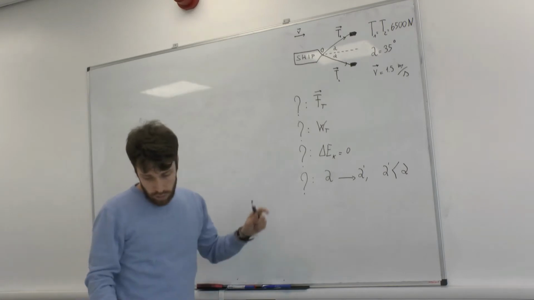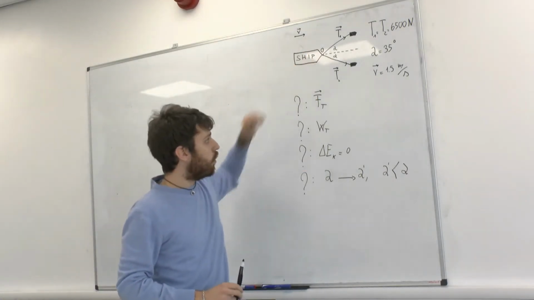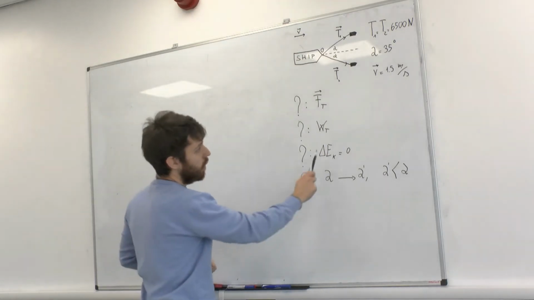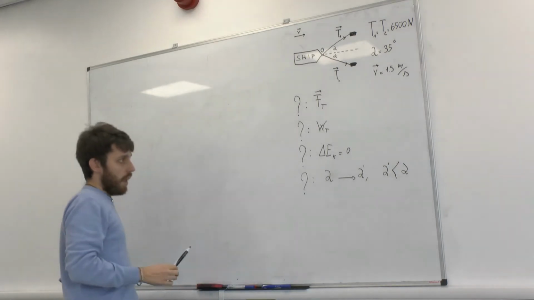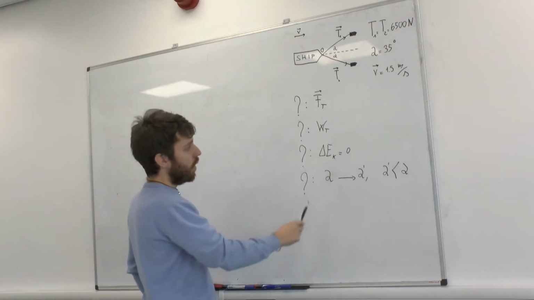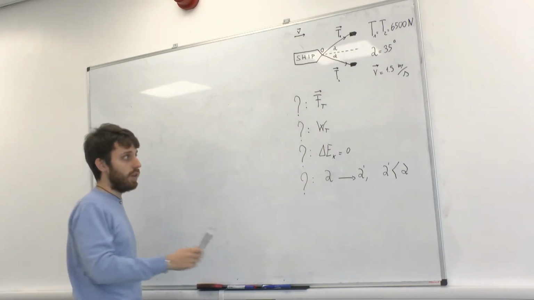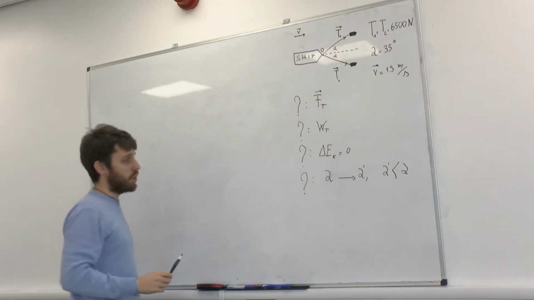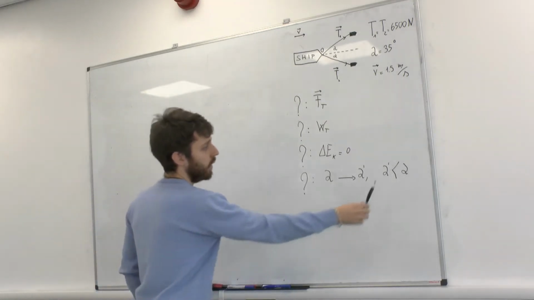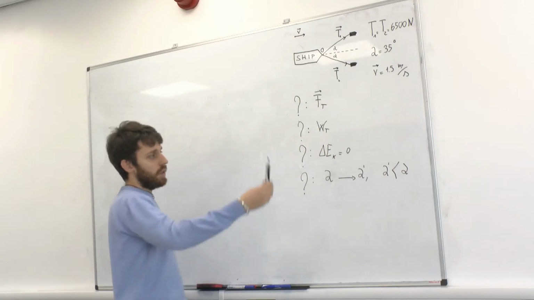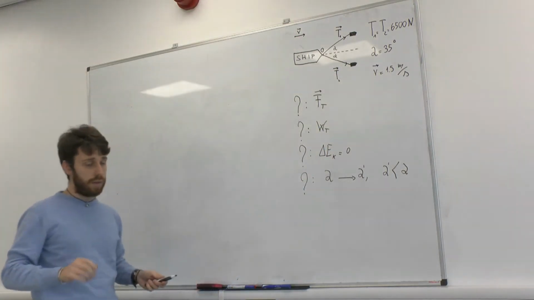We are asked to calculate the resultant force exerted on the ship by the two cables. Then we are asked to find the work done by the resultant force. Then we are asked to discuss why the kinetic energy of the ship is not increasing despite the work done by the tension. And at the end we have to discuss what happens if the alpha angle is reduced while the tension remains constant.